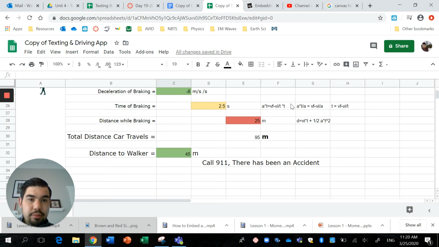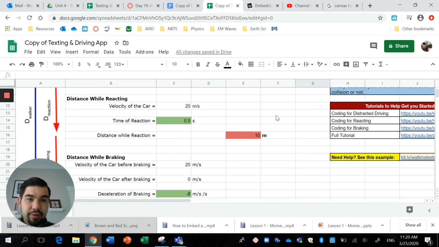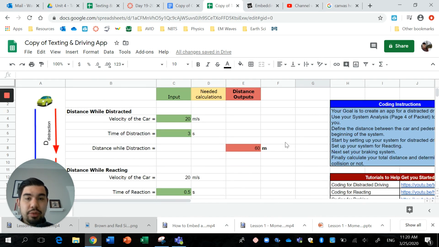All right, so from here, if you follow these steps, you should have a completed app. It should be working. Again, if you need more step-by-step instructions, please see these tutorial videos. You will need your app to do part 2 of the summative, and this is writing your CER.